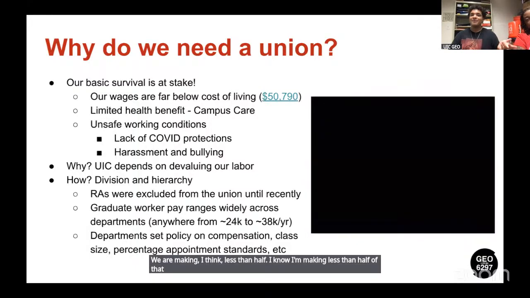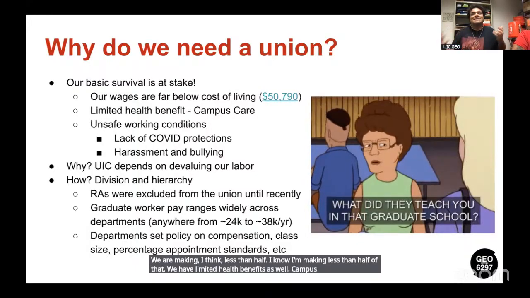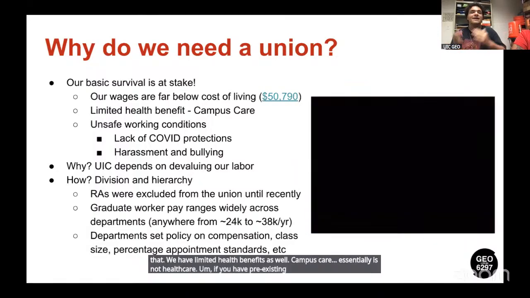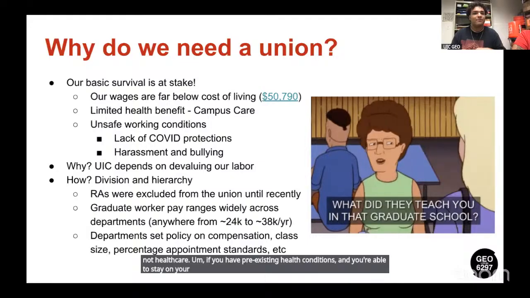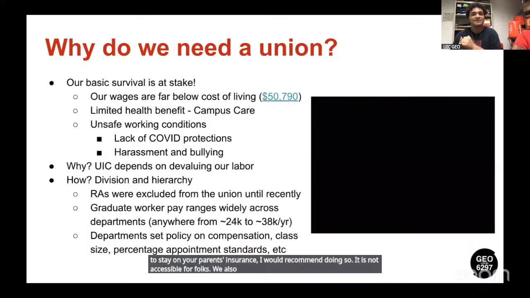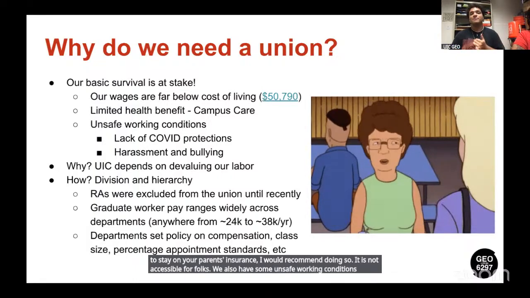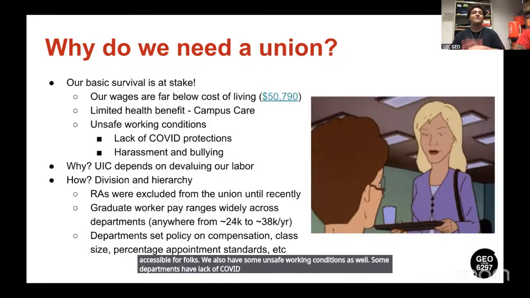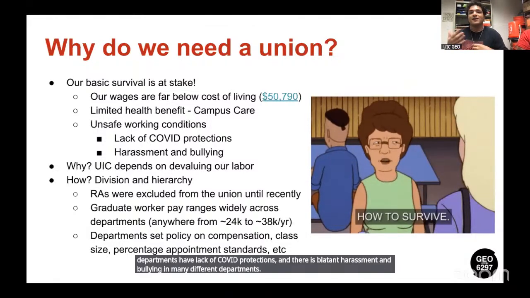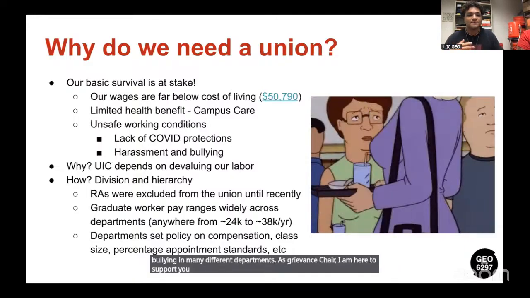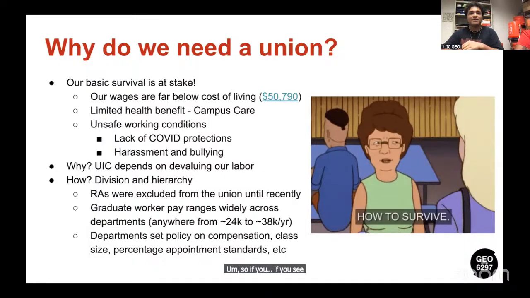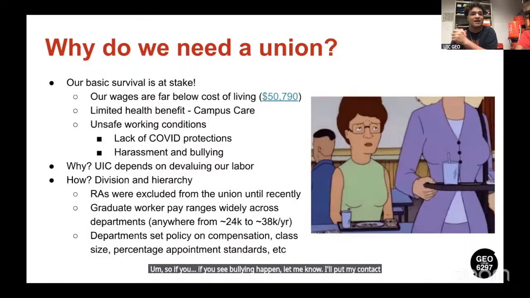We have limited health benefits as well. Campus care essentially is not healthcare. If you have pre-existing health conditions and you're able to stay on your parents' insurance, I would recommend doing so. It is not accessible for folks. We also have some unsafe working conditions as well. Some departments have lack of COVID protections, and there is blatant harassment and bullying in many different departments. As grievance chair, I am here to support you all when harassment and bullying happens. So if you see bullying happen, let me know. I'll put my contact info in the chat too.